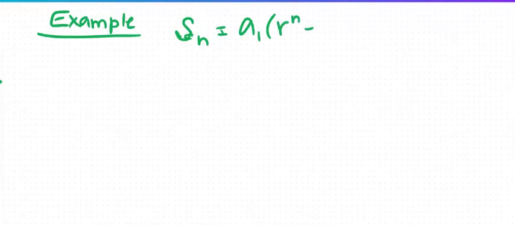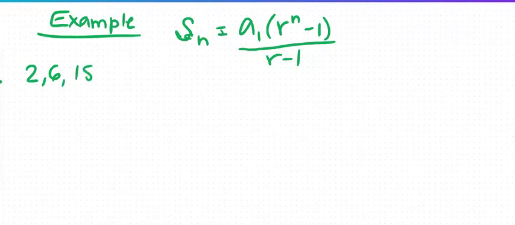The first thing I do when I do my example, anytime I'm writing out a problem, is I'm going to write out that equation again. So I have S sub n is equal to a sub 1 times r to the n power minus 1 over r minus 1. Okay, so let's say I have a sequence that goes 2, 6, 18, 54, dot, dot, dot, and it keeps going forever.